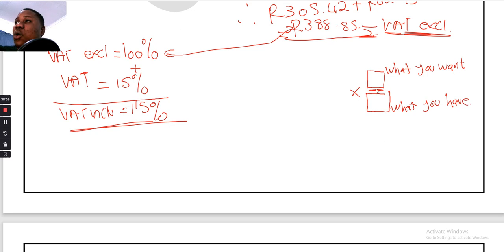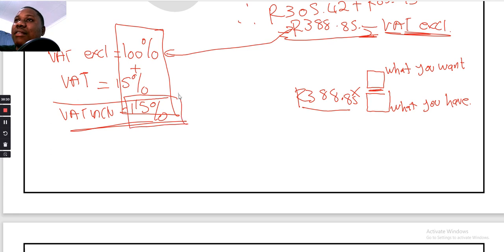Okay, so let's come back here. The amount that we have here is 388.85. That's what we have. And then what do we want here in terms of the percentages? Which percentages do we want? We want the VAT inclusive. We want the VAT to be included in this amount.